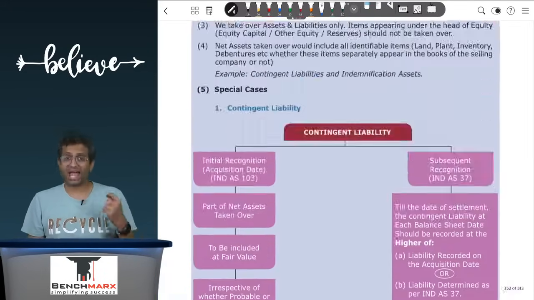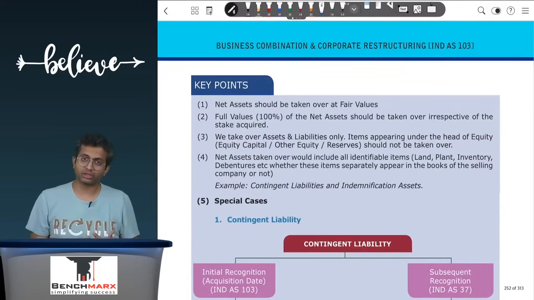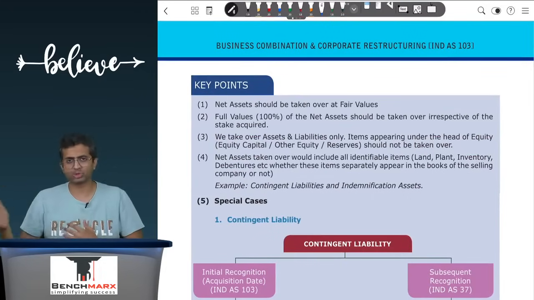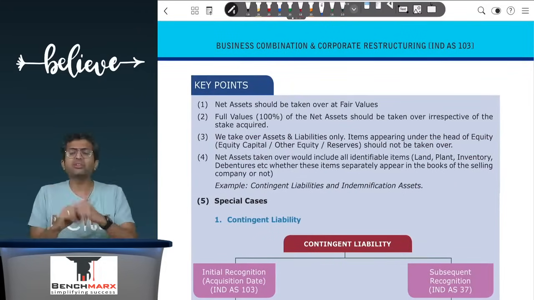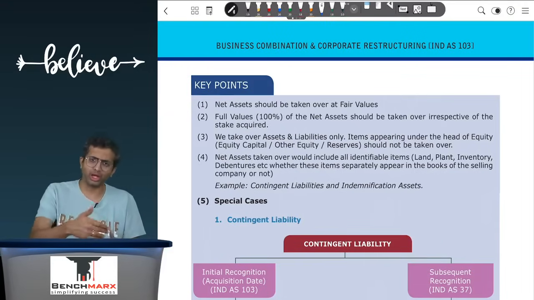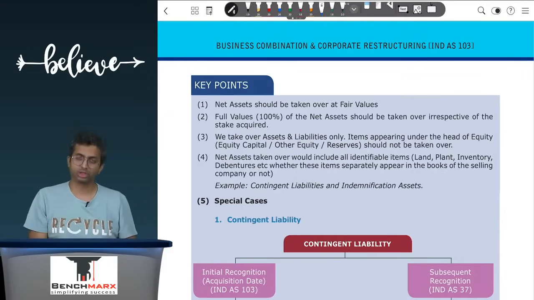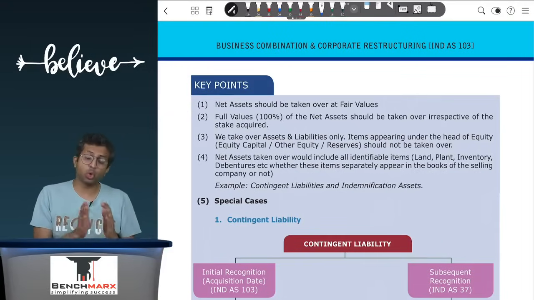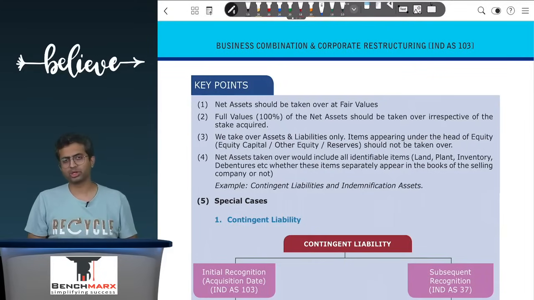Next, you take over assets and liabilities. You do not take over the reserves and capital. You take over the assets and liabilities of the selling company. Reserves by default are not considered to be transferable. They belong to the shareholders of the selling company. The reserves are profits that you will earn as an acquirer when you control the company. The old reserves cannot be taken over.